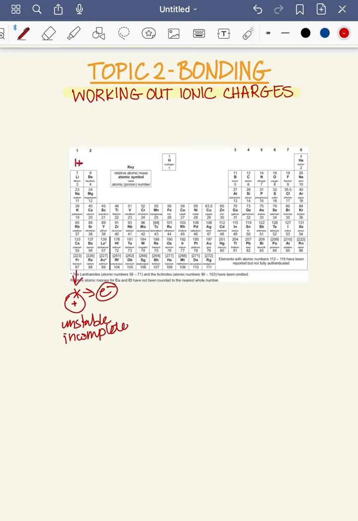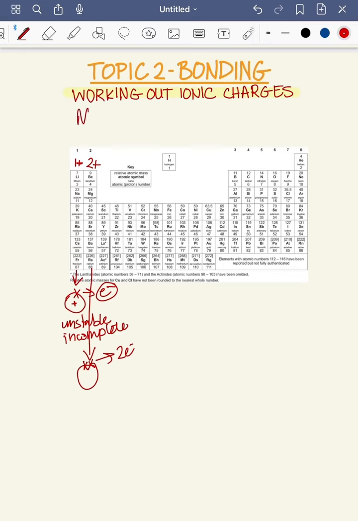Same with group 2. Everything in group 2, a similar concept, has 2 electrons in its outer shell, so it can lose 2 or gain 6. It's going to lose the 2 electrons. Therefore, it's going to have 2 extra protons in the nucleus that cannot cancel out with a negative charge. So everything in group 2 is going to form a 2 plus ion.